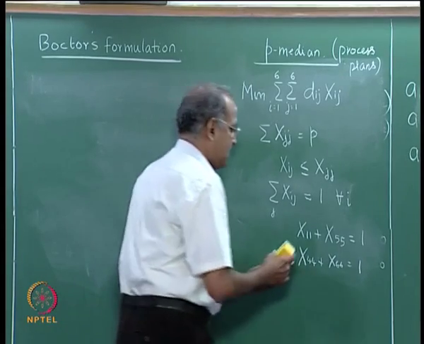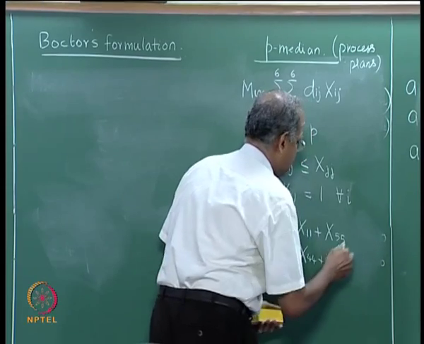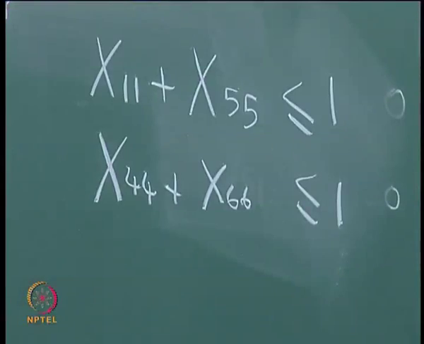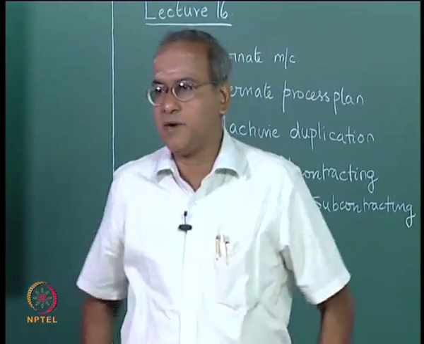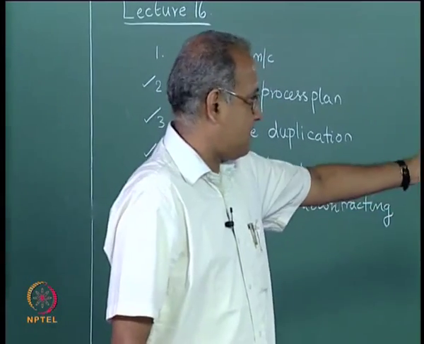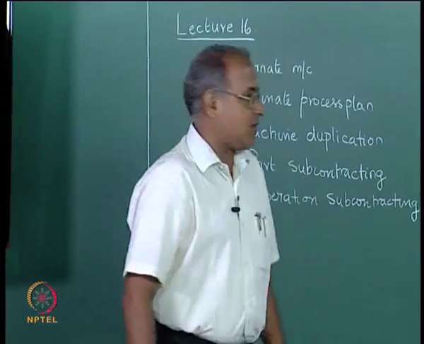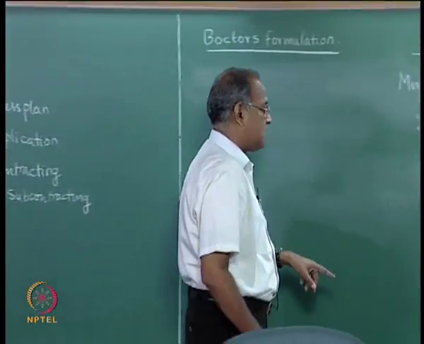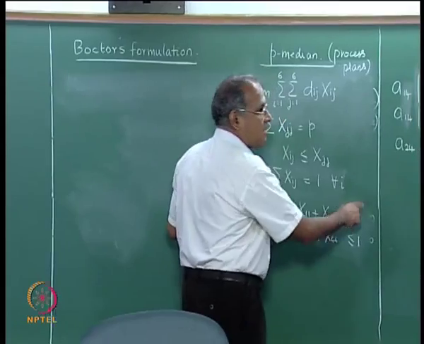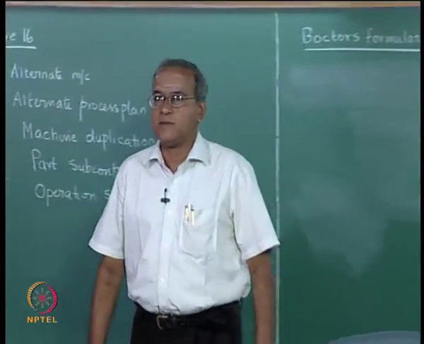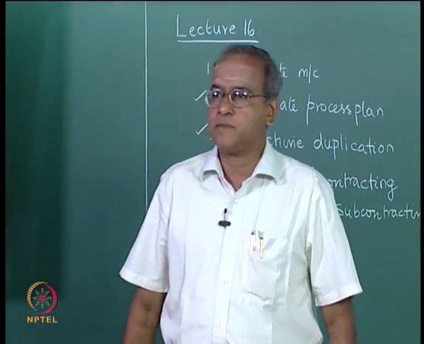Or in fact less than or equal to 1, so that we can have a situation in which both are also not medians. We could have in this case 2 and 3 coming in as medians. So to ensure that both cannot be medians, we choose x11 plus x55 less than or equal to 1 and x44 plus x66 less than or equal to 1.